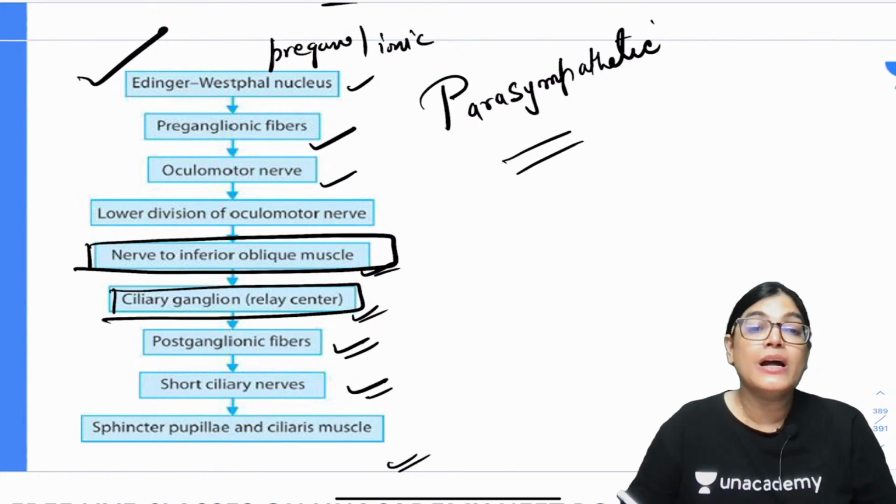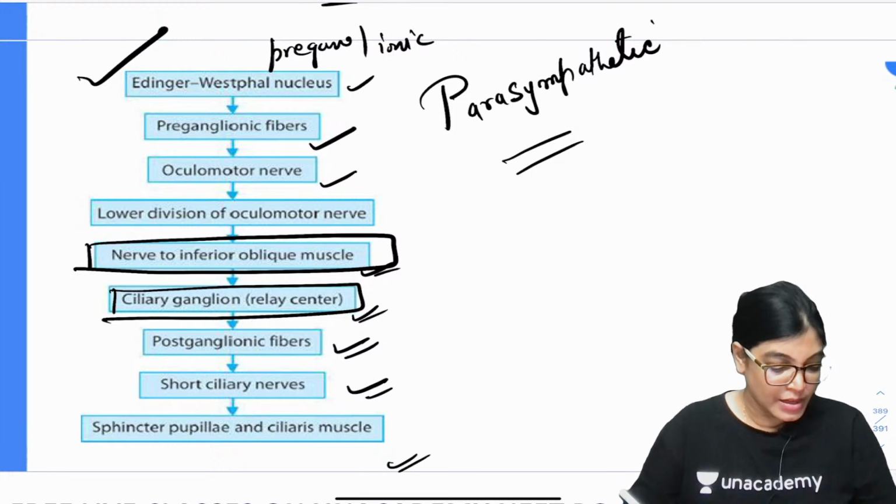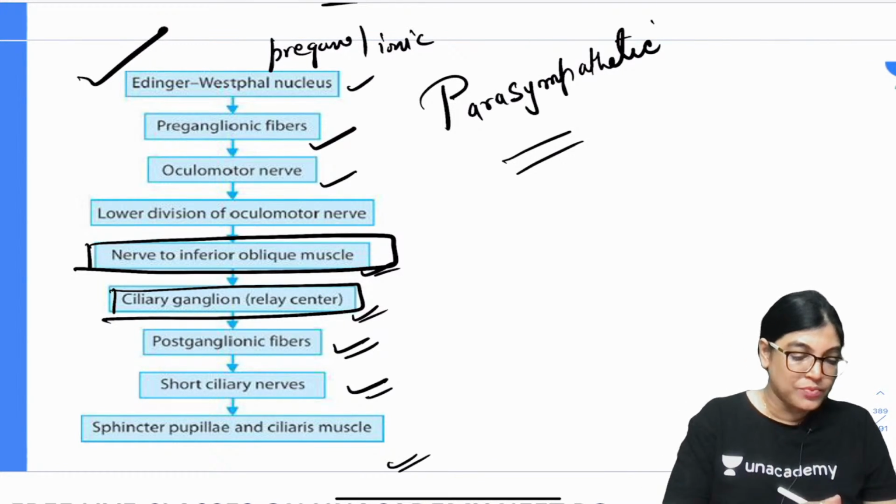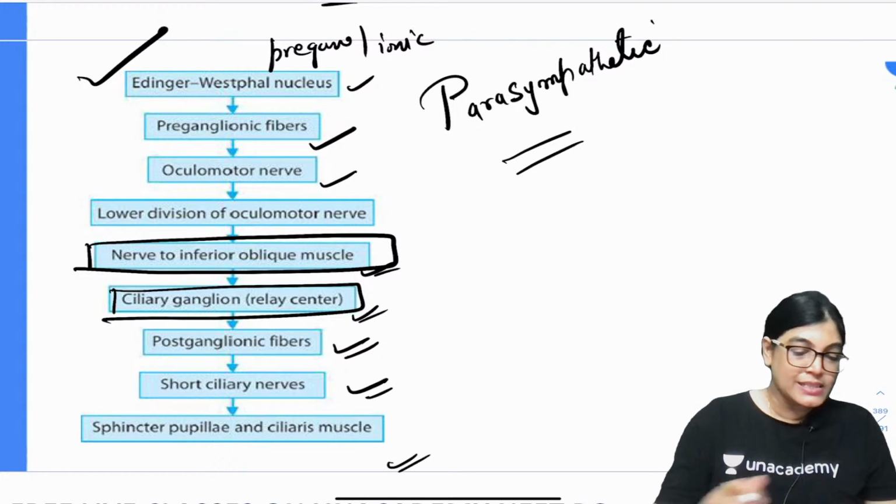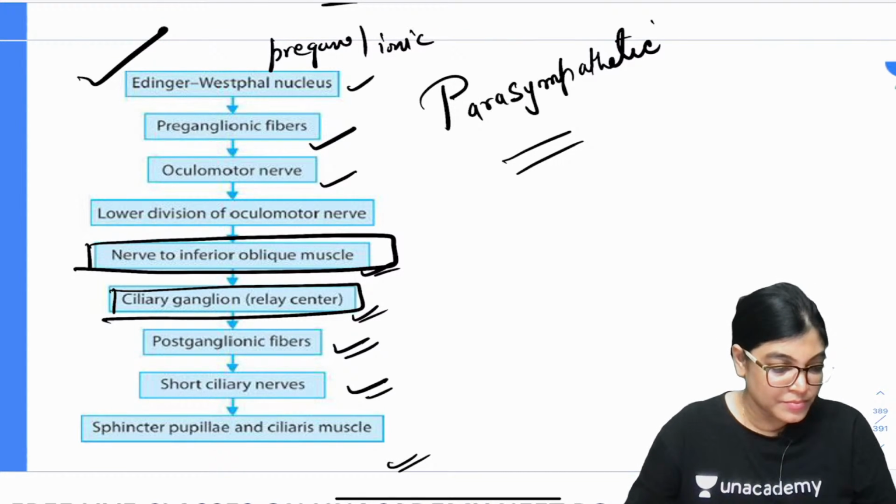Dilator pupillae muscle is getting sympathetic innervation. Sphincter pupillae is getting parasympathetic innervation. So, I think this explanation is enough for the understanding of question number 10th.